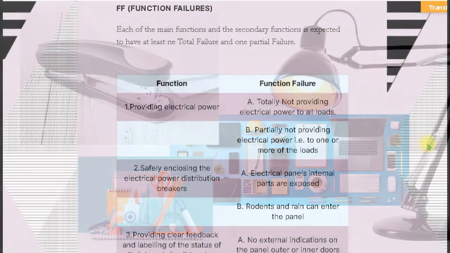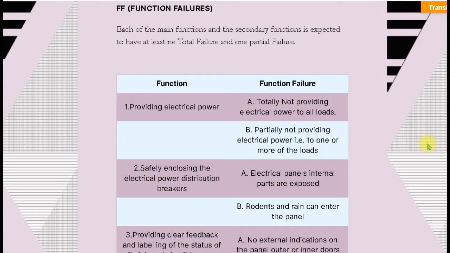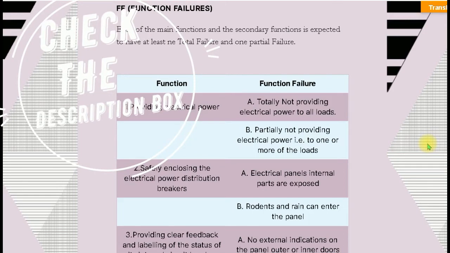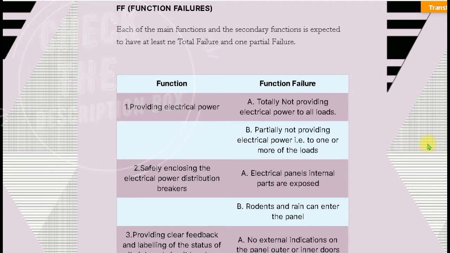So let's start directly. The main function of a distribution panel is to provide the electrical power. So it might not provide the electrical power at all, or it might not provide the electrical power to some of the loads. That's two function failures. Also, there's the secondary function of safely enclosing the electrical power distribution inside. So either the internal parts are exposed, that's a function failure, or some rodents or some rain or humidity can enter inside the panel. Like this, it's not performing its secondary function of safely enclosing.